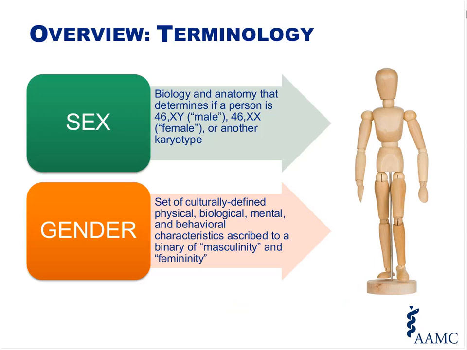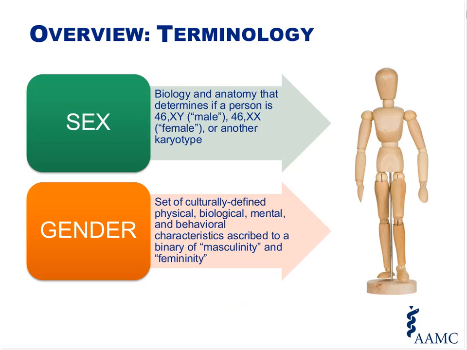These terms can be used interchangeably, but it's important to recognize that there are some distinctions. Specifically, sex is the biology and anatomy that determines if a person has a 46XY karyotype, are they quote-unquote male, or 46XX, quote-unquote female, or another karyotype that may lead someone to identify as male or female. These are things that are biologically and anatomically determined.